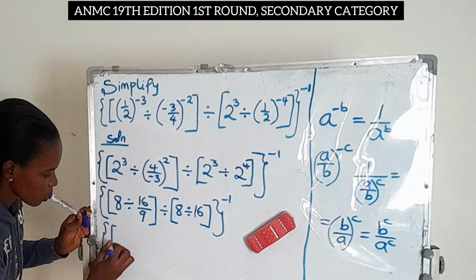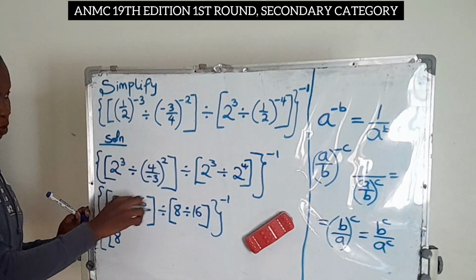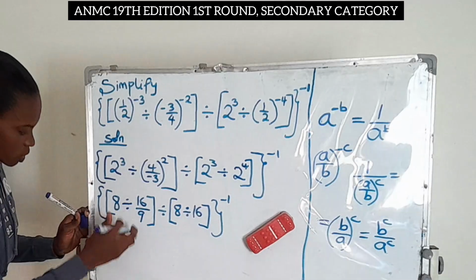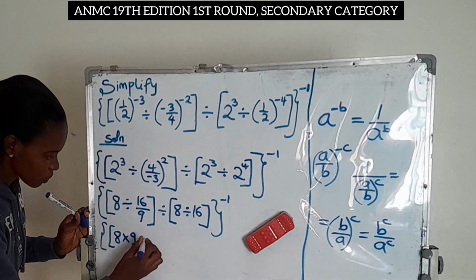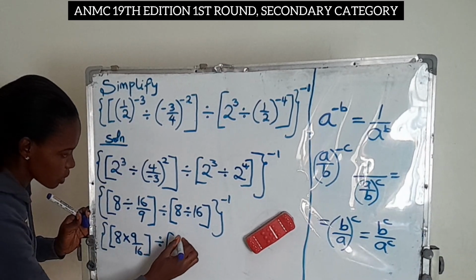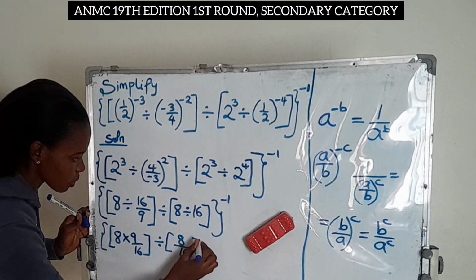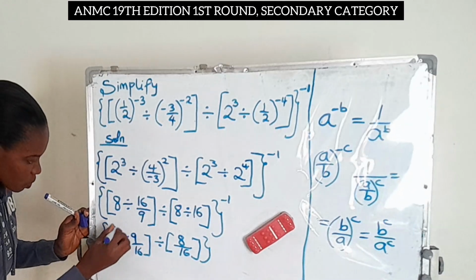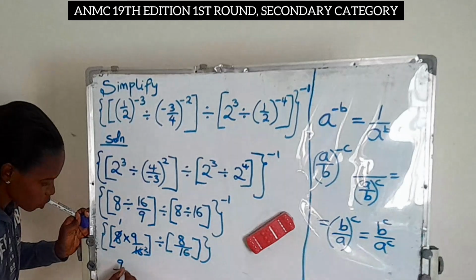This is 8. Remember, when you are dividing the fraction, you change it to multiplication and take the reciprocal of the fraction. So this is the same thing as 8 times 9 over 16 divided by, this one is 8 divided by 16. Are we getting it? Okay, so 8 will go here 1, 8 will go here 2. So I have 9 over 2 here.